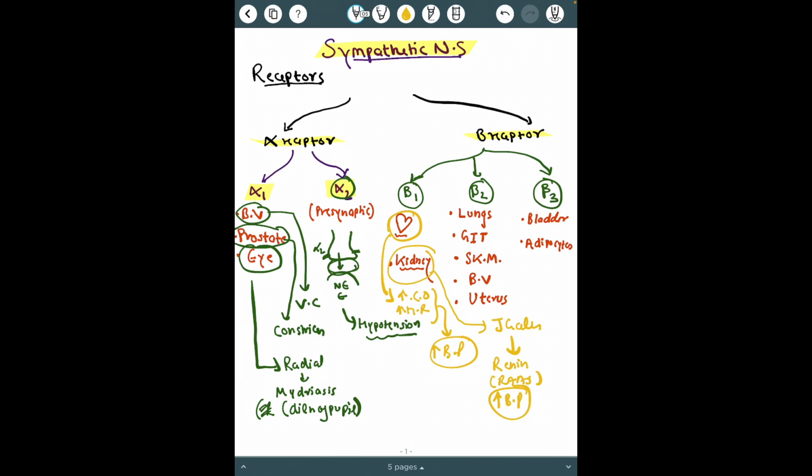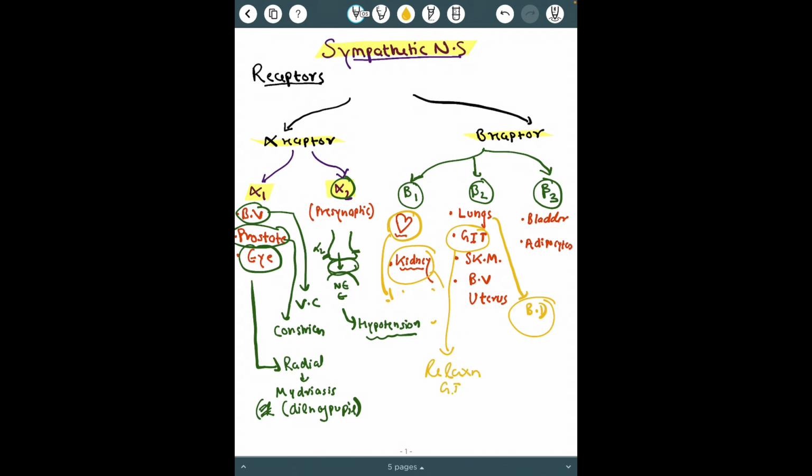Now we should come to the beta 2 receptor part. In beta 2, what we should learn is that in lungs it causes bronchodilation. It is very simple: in smooth muscle the sympathetic nervous system causes relaxation of muscle, whereas in skeletal muscle or cardiac muscle it causes contraction. So in lungs, as the bronchus contains smooth muscle, it causes bronchodilation. In GIT it causes relaxation because these are smooth muscle. In skeletal muscle it causes contraction, causing tremors.